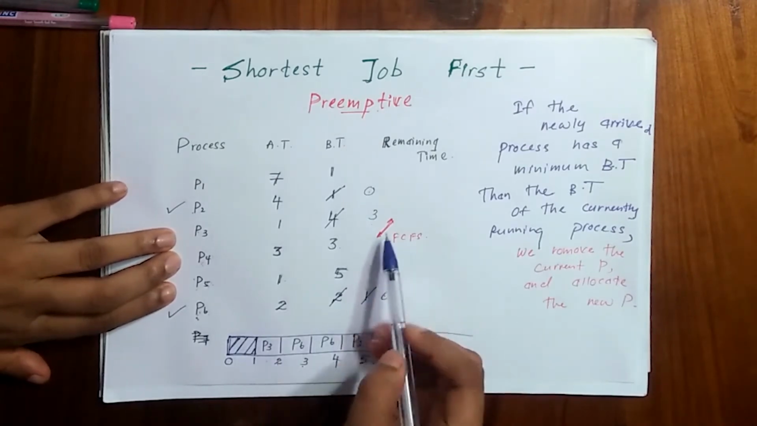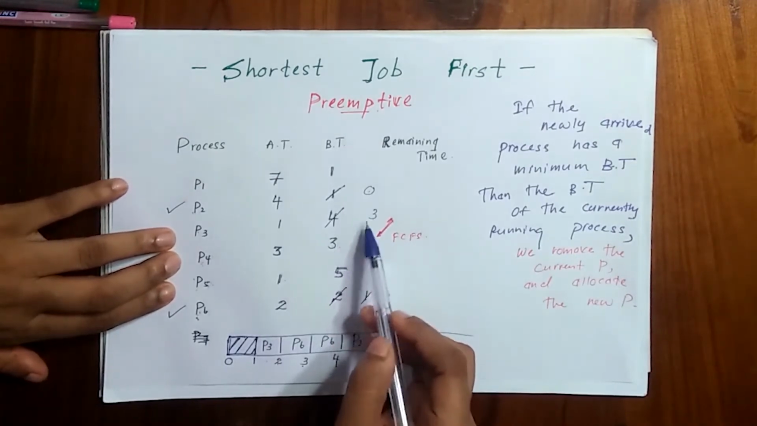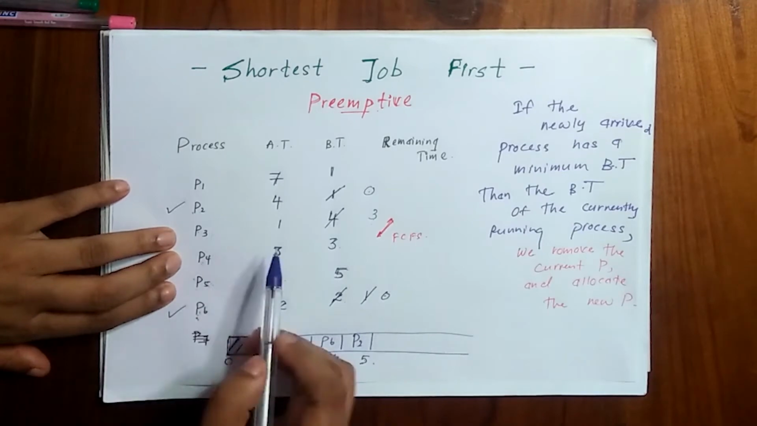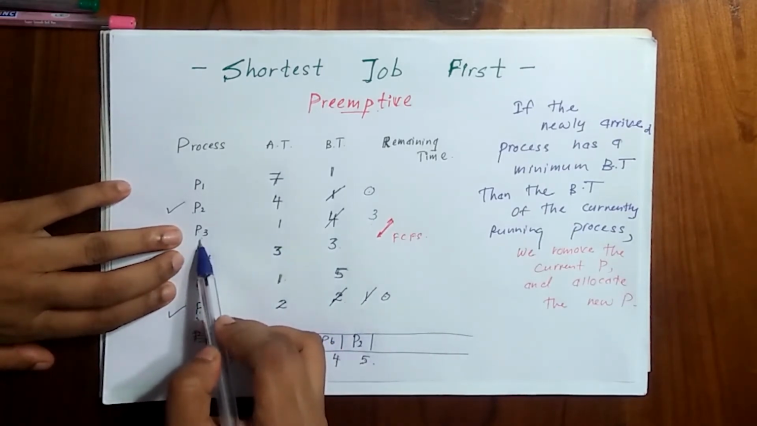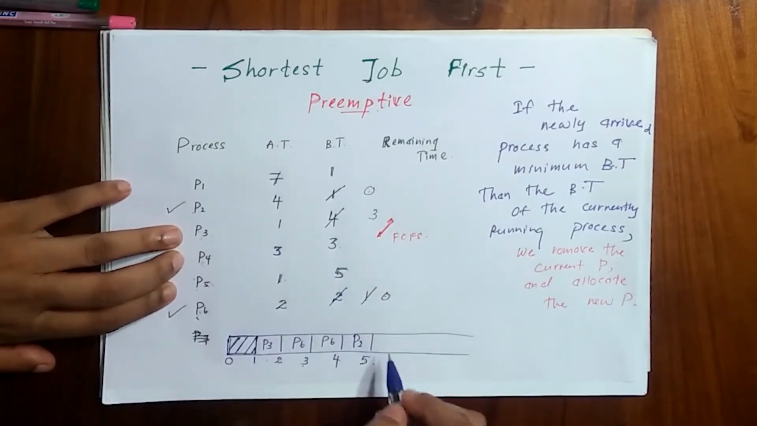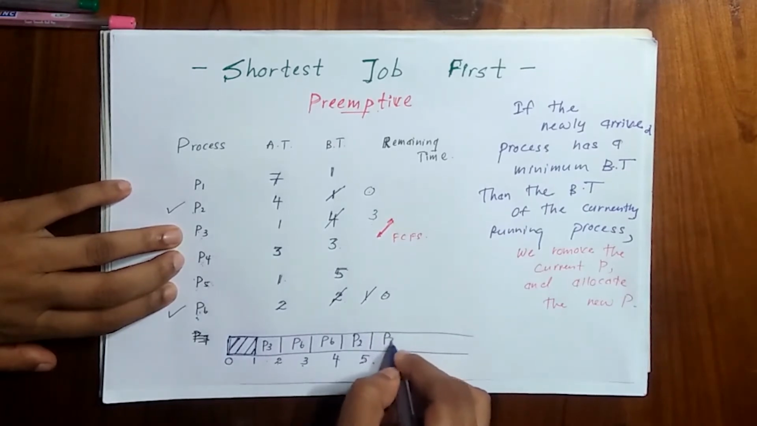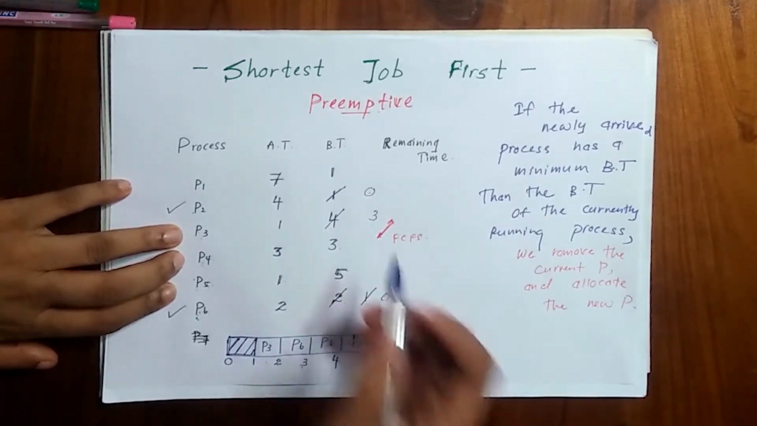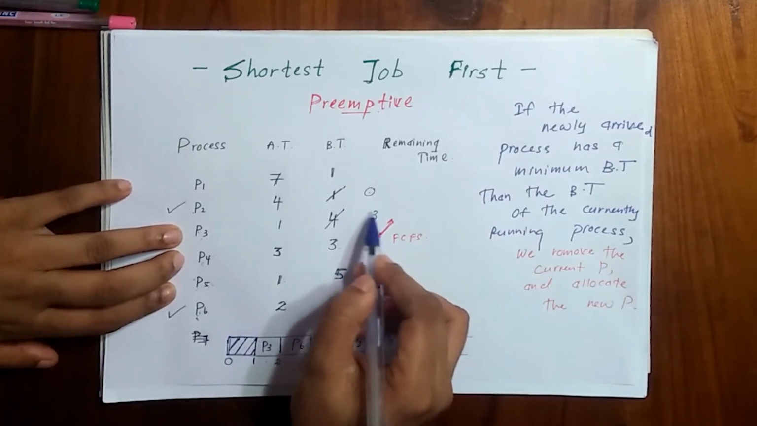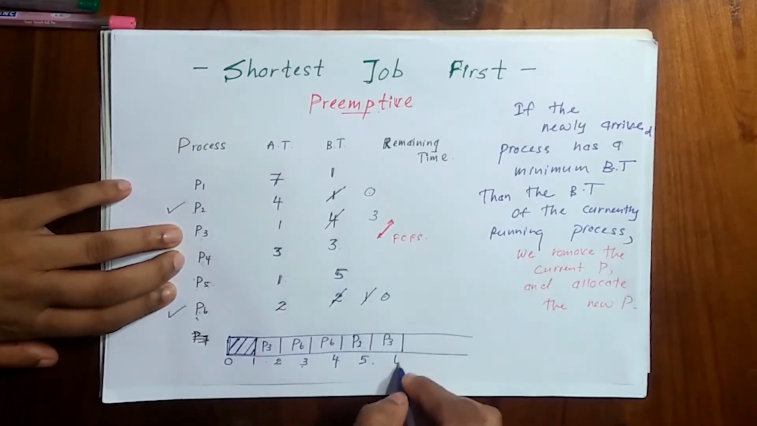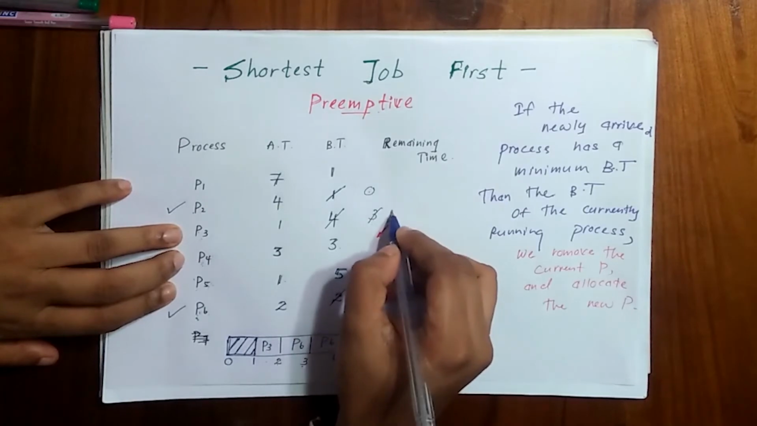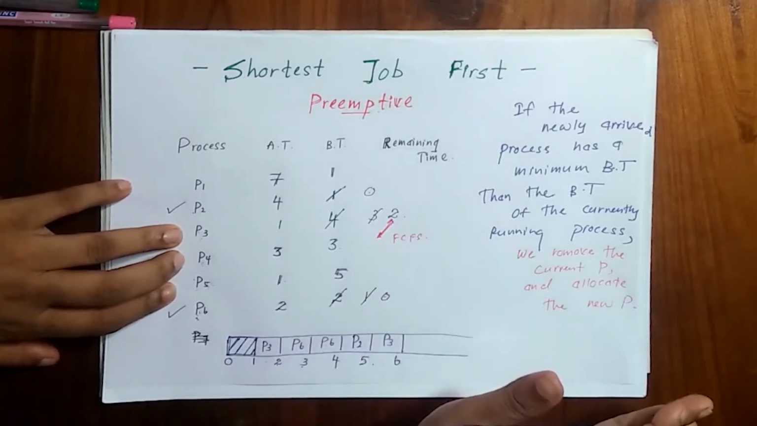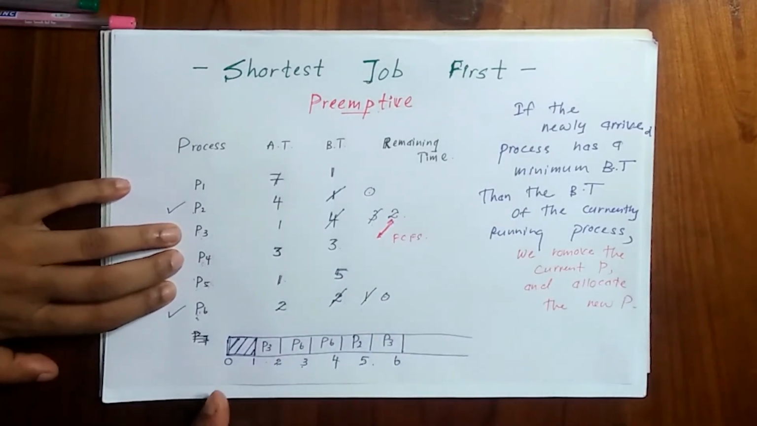So from these 2, who arrives first? Yes, it is P3, right? So we are going to place P3 here. And here also we place only 1 from these 3. So it becomes 6 and the remaining time is 2.